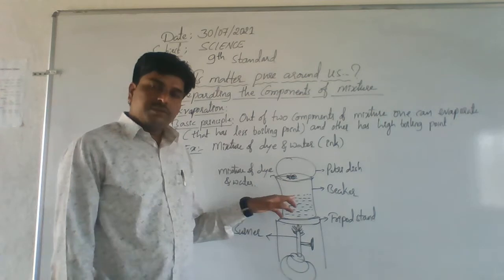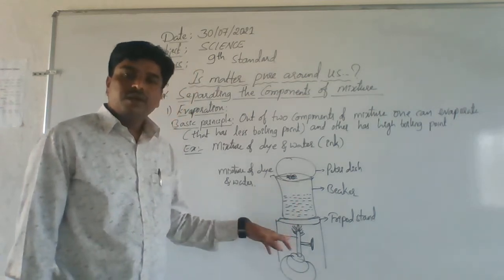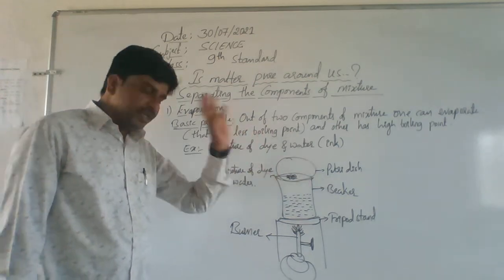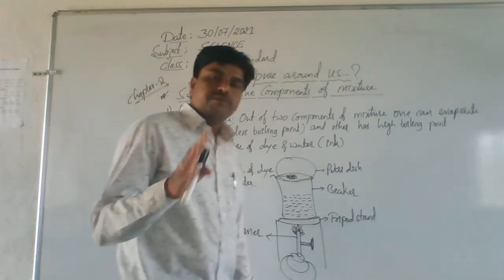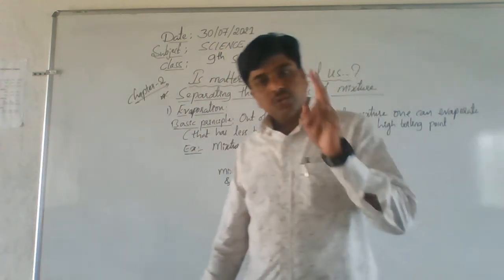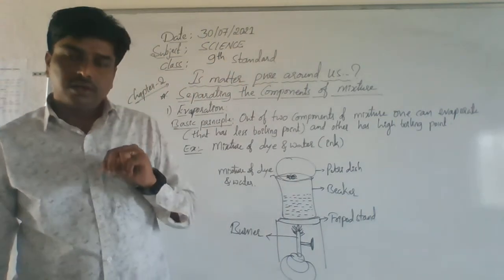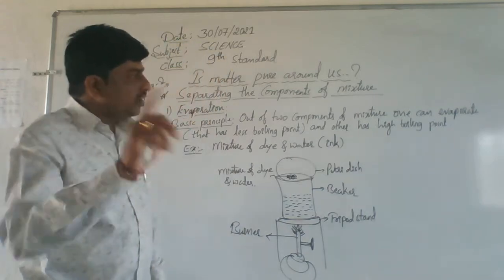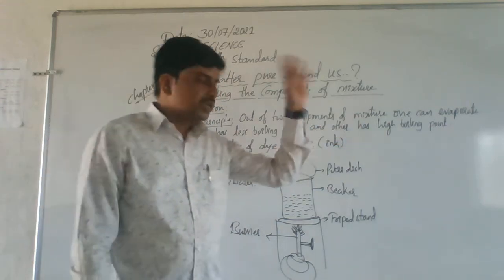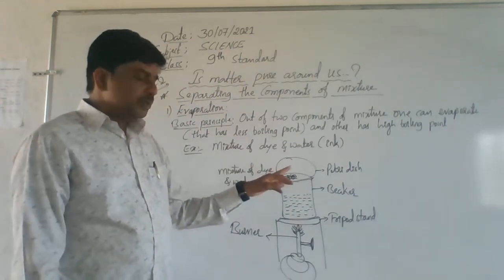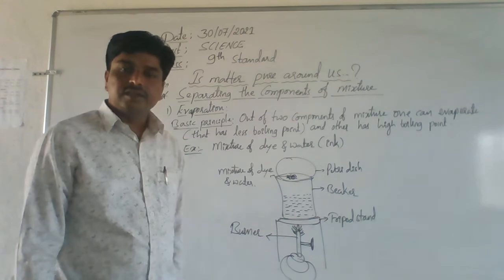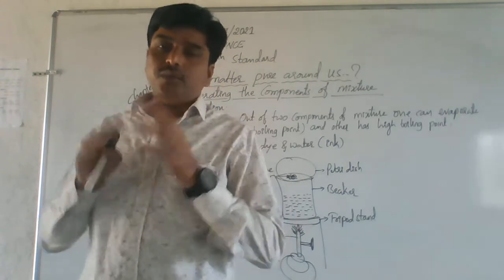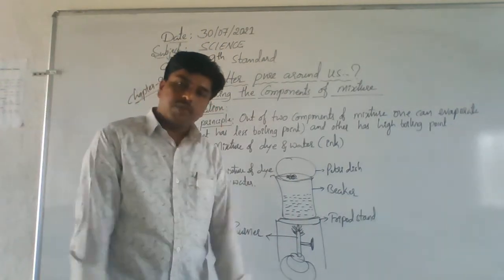Understand? So start to heat the beaker which contains water with the help of a Bunsen burner. Then observe what exactly happens in this watch glass or petri dish. Remember, ink is a mixture of dye and water. Here two components are there, dye and water. Remember, what is the basic principle? Out of two components of a mixture, one can evaporate, that has a lower boiling point, and the other has a high boiling point. Dye has a high boiling point, whereas water has a lower boiling point.